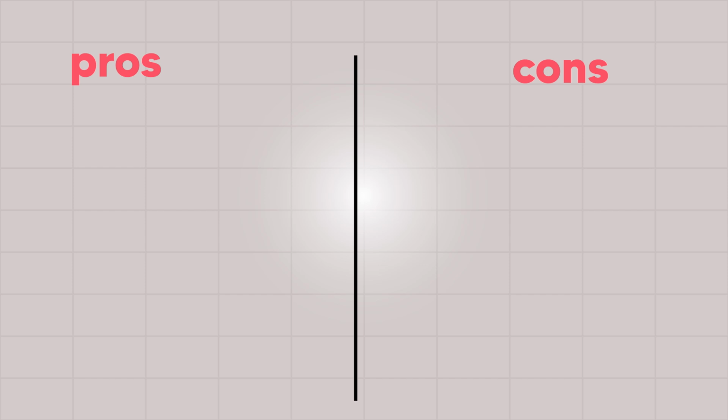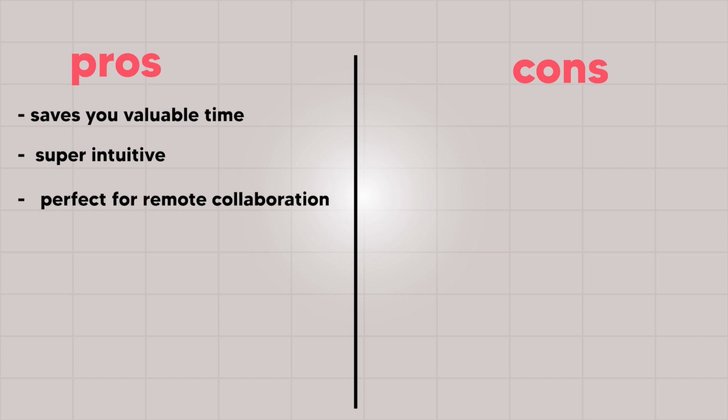First, let's talk about the pros. Scribe AI saves you valuable time by automatically capturing your workflow and turning it into step-by-step guides. No more tedious documentation. It's also super intuitive, so you don't need any design or technical skills to use it. Whether you're an individual or part of a team, Scribe AI is perfect for remote collaboration, helping businesses standardize their processes efficiently.